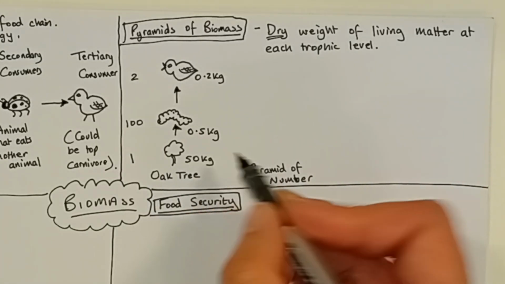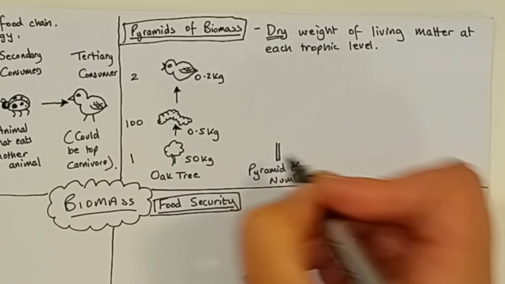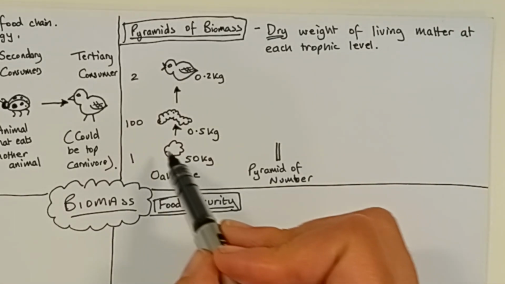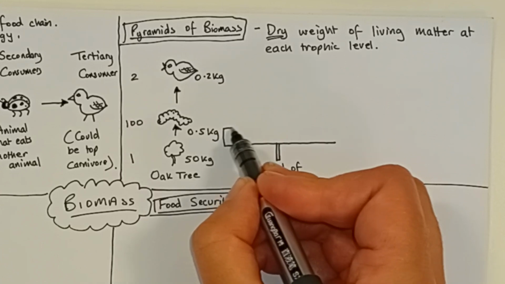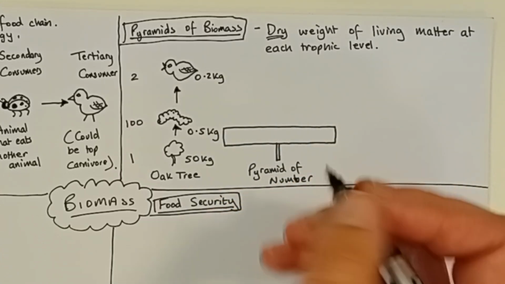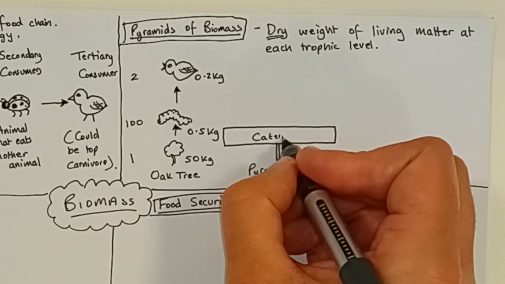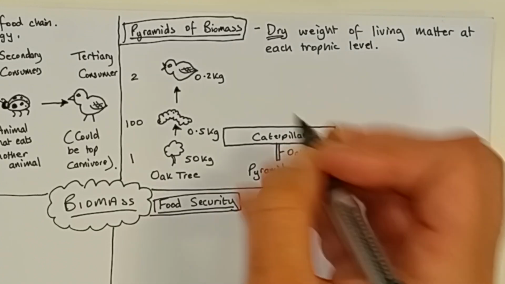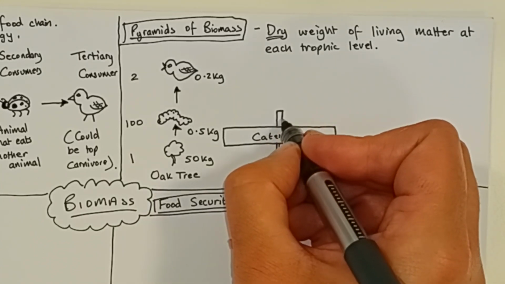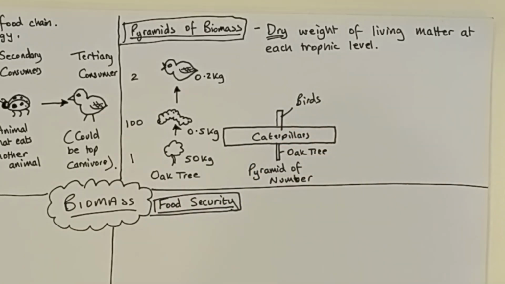I always put the producer at the bottom, and because there's only 1 oak tree, it's going to be practically a stick. Because there are 100 caterpillars, my next bar on my pyramid of number should be 100 times bigger. And then my birds, because there's 2 of them, should be twice as thick as my oak tree. So pyramids of number are often not a pyramid shape.